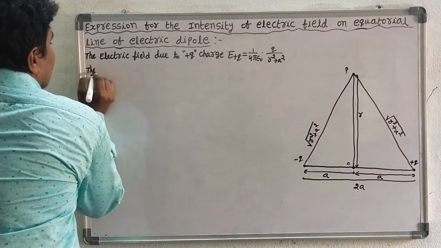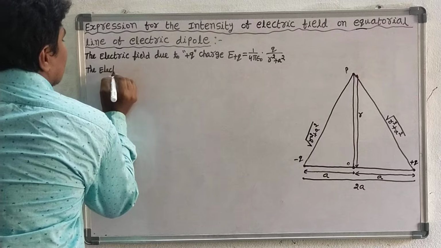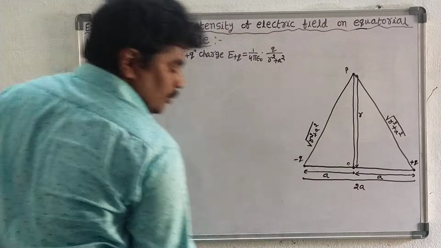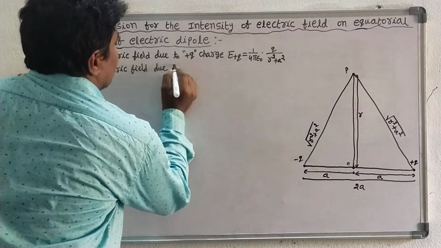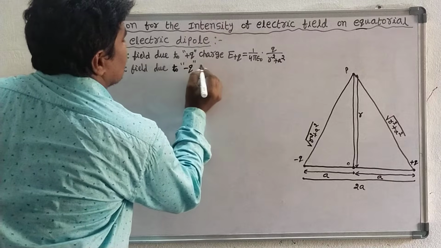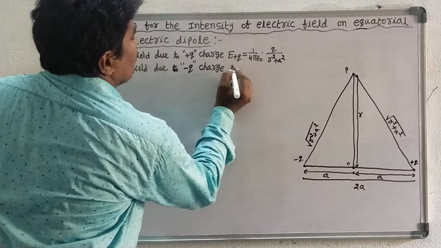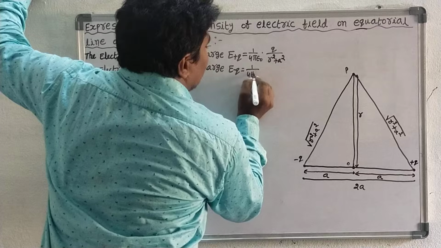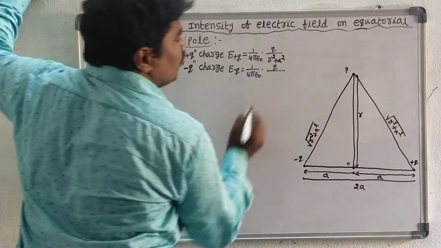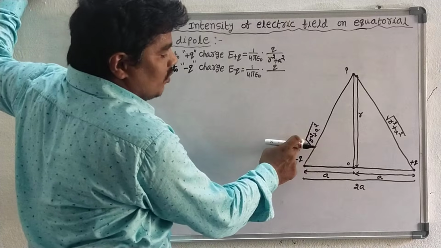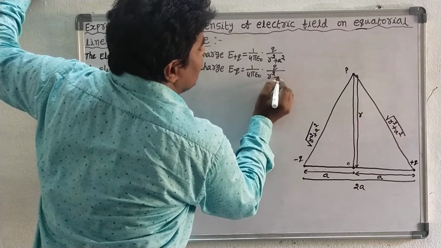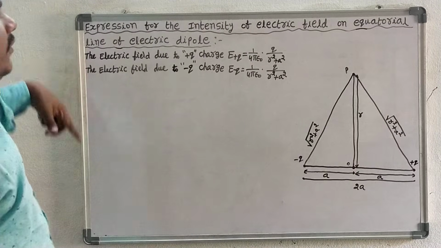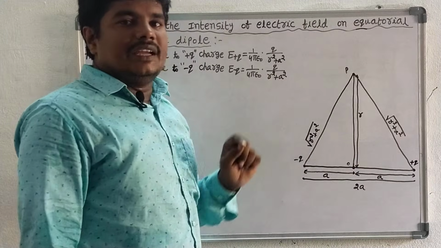Similarly, we determine the electric field due to the negative charge. E minus Q is equal to the same, 1 by 4 pi epsilon naught into Q by distance square. The square and root cancel. Here also we get r square plus a square. These are the electric fields due to the positive charge and the negative charge.